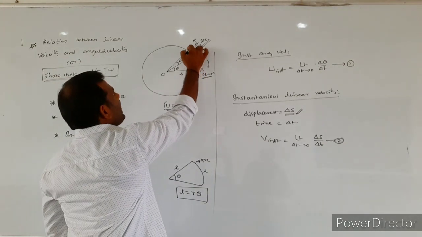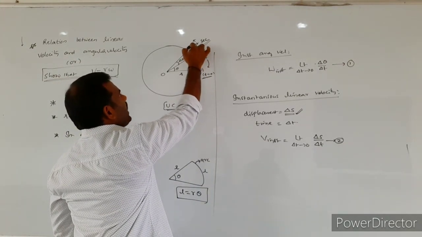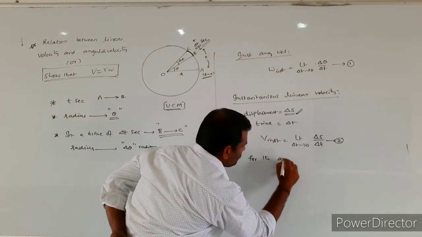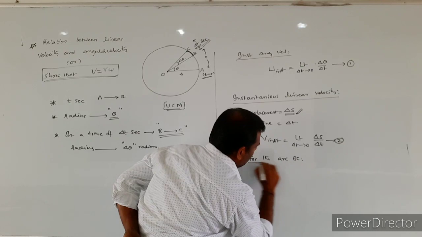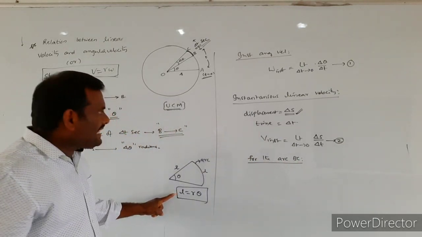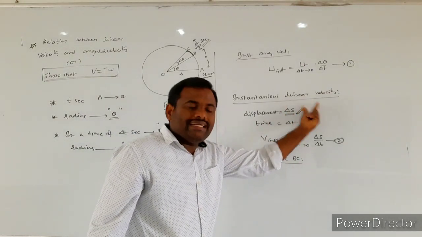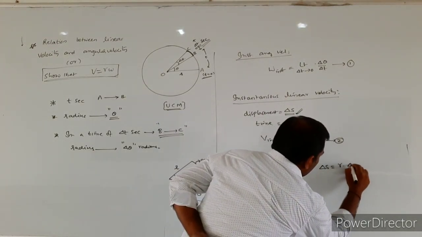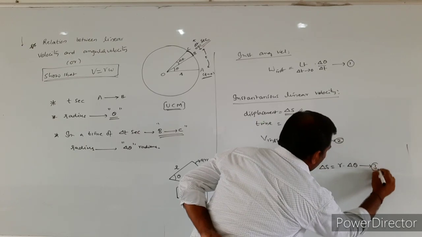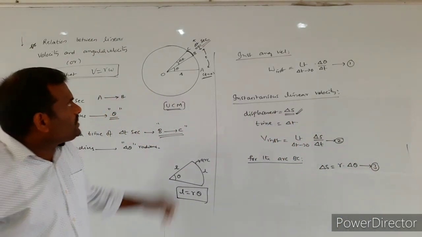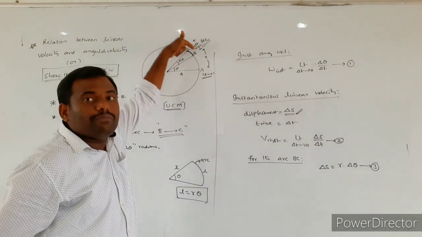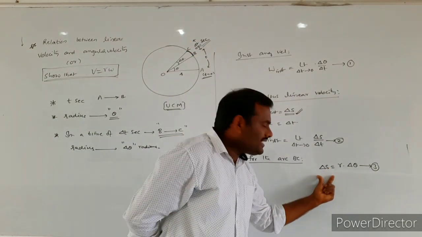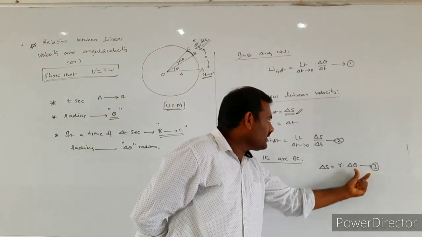So if you see the arc BC, in the place of L, I took the displacement delta S. Displacement delta S is equal to r into delta theta. Which arc did I consider here? Arc BC was considered. For the arc BC, displacement delta S is equal to r into delta theta.